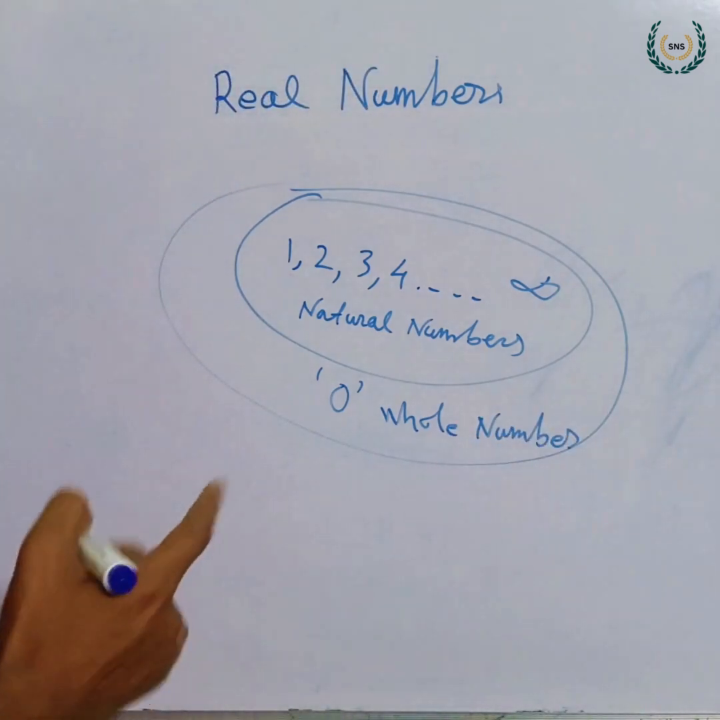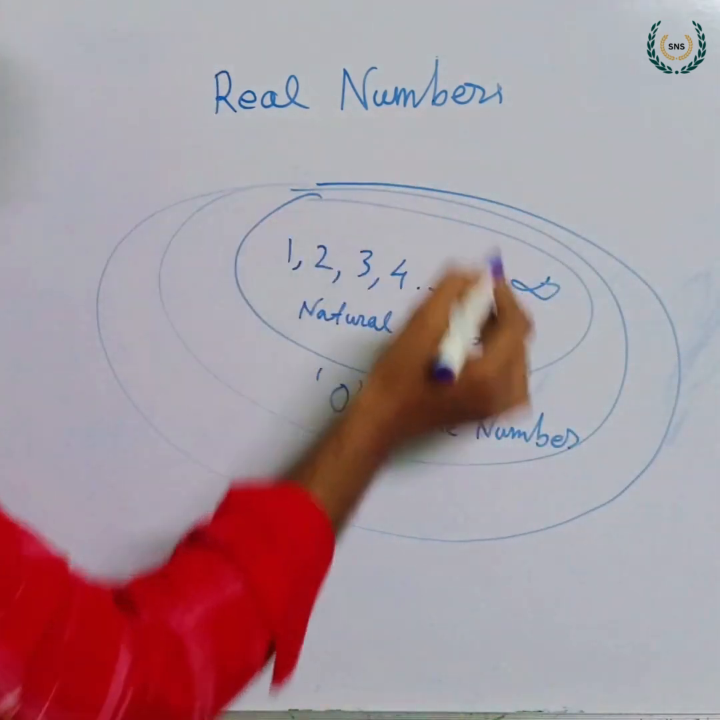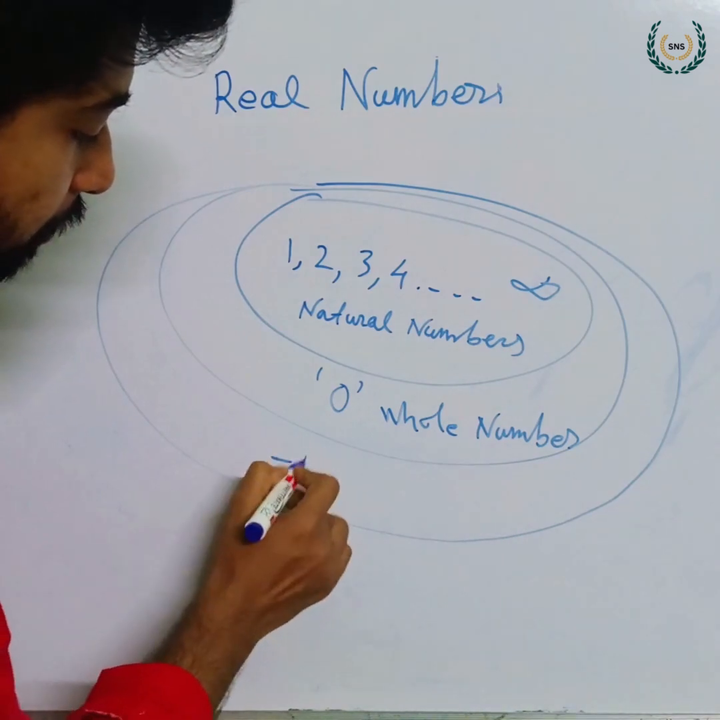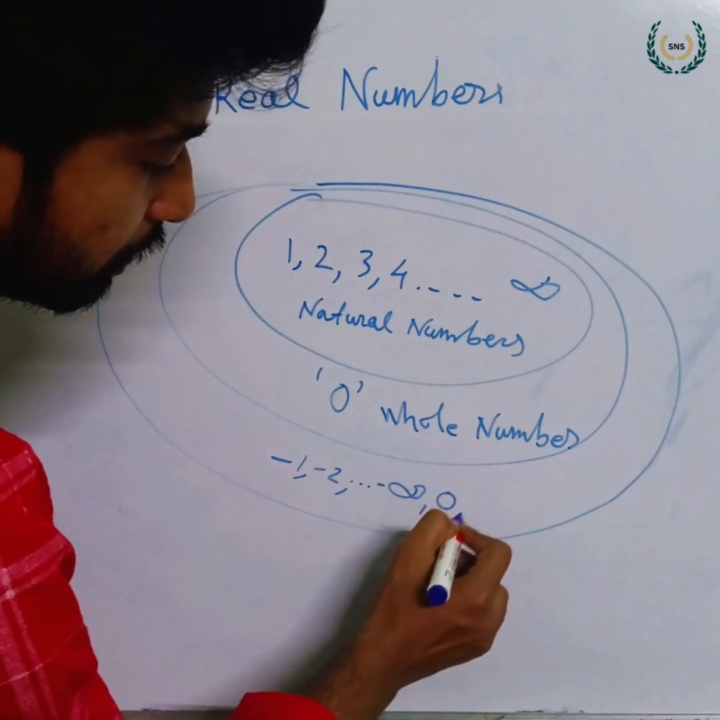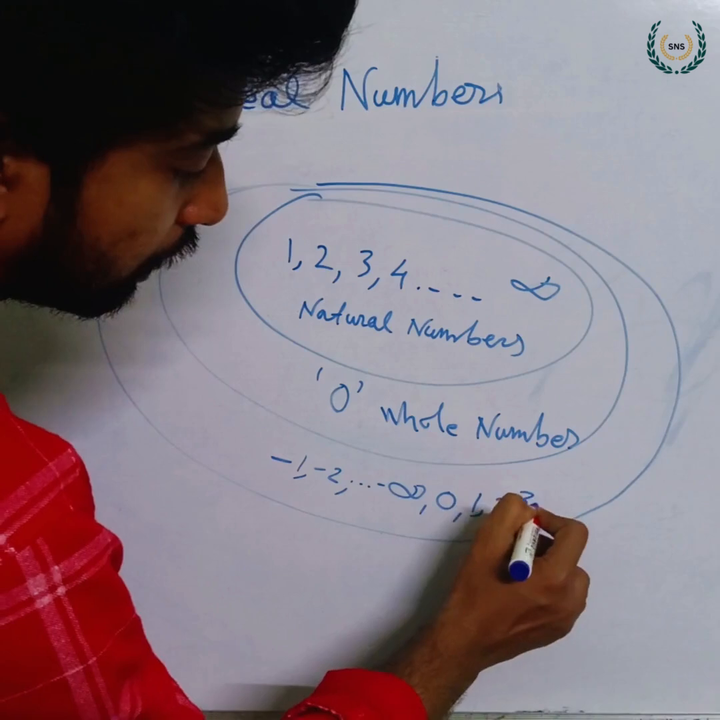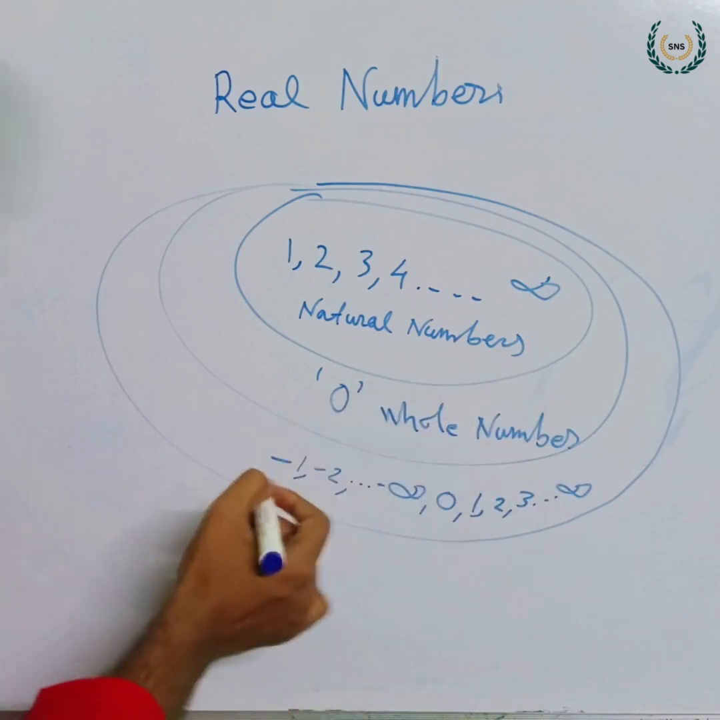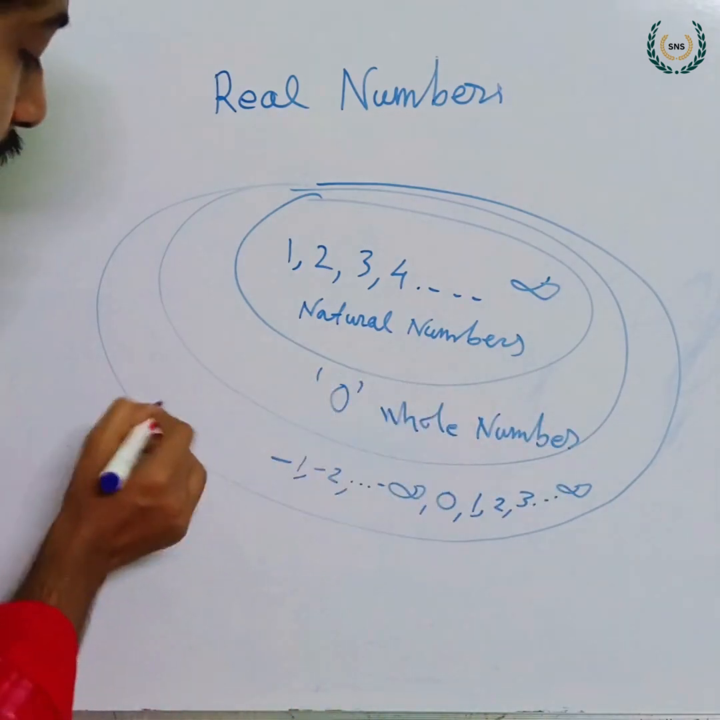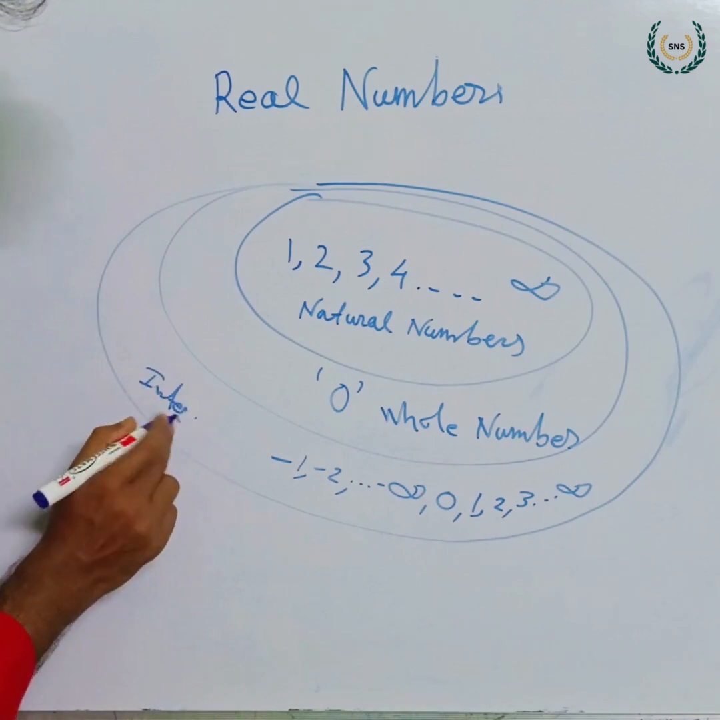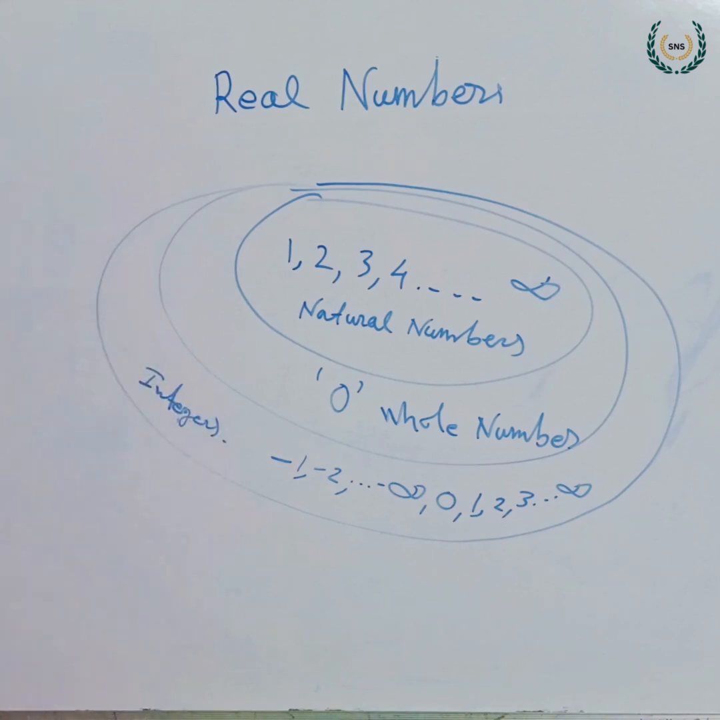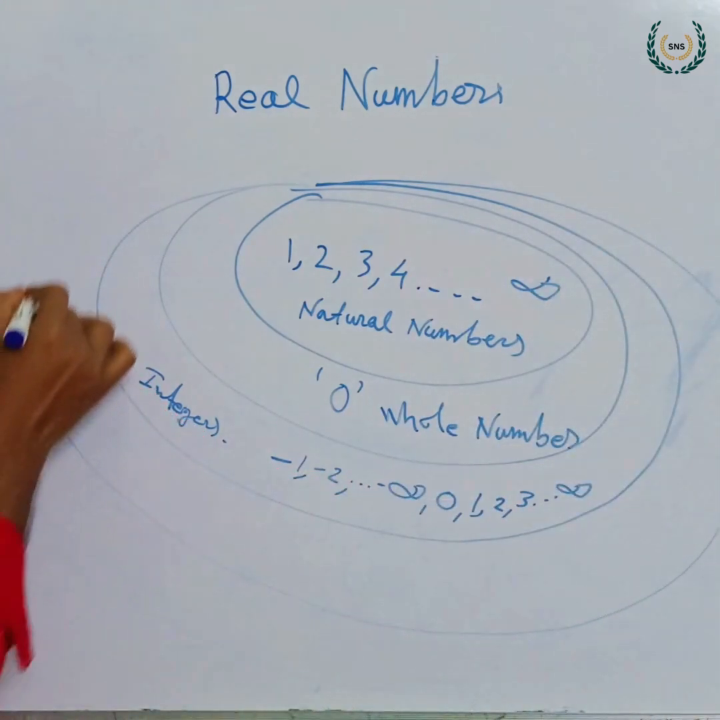Next, integers. Integers include all whole numbers and all negative numbers like -1, -2, down to minus infinity. Then 0, and 1, 2, 3, up to infinity. So all these natural numbers, whole numbers, and negative numbers are referred to as integers.